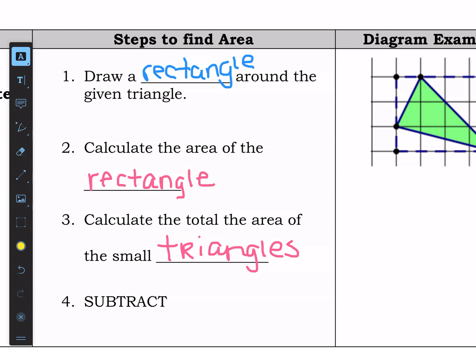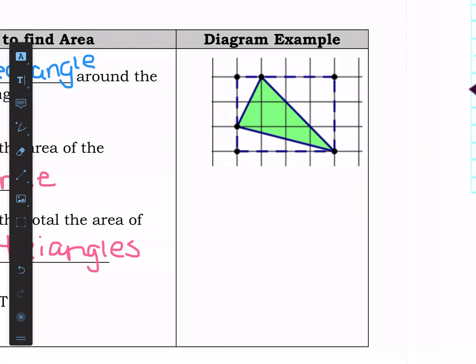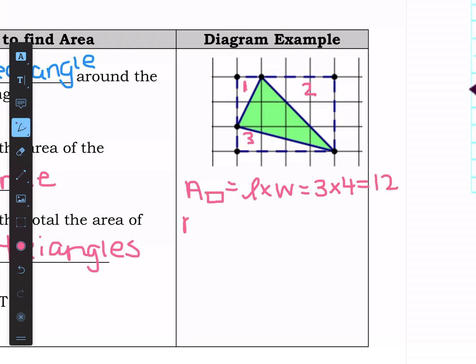And subtract. So what I mean when I say small triangles, so over here we have the rectangle that's been drawn around the triangle that we're looking for. So I would label this triangle 1, triangle 2, and triangle 3. Okay, so I would first get the area of the entire rectangle, which is length times width. So that's going to be 3 times 4, which gives us 12, okay? And now I'm going to find the area of each one of the triangles.